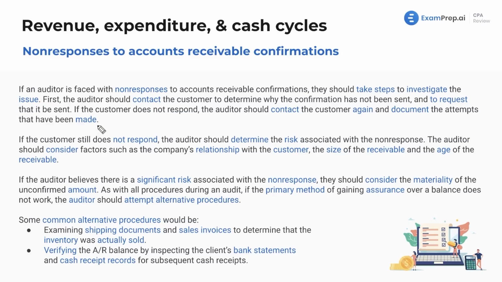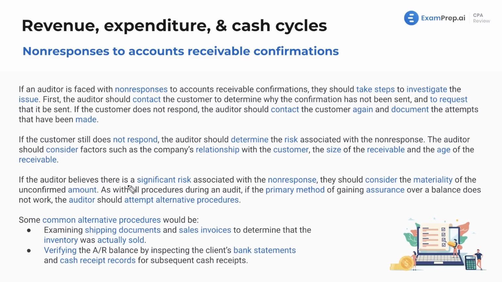So, if anyone questions, hey, why didn't you hear back from them? You're like, well, I reached out 15 times. If the customer still does not respond, the auditor should determine the risk associated with the non-response. If it's a smaller, lesser material transaction, maybe it's not as big of a deal, right? Let's just think about that. The auditor should consider factors such as the company's relationship with the customer, the size of the receivable, and the age of the receivable. Just how risky is it to maybe just let it go?